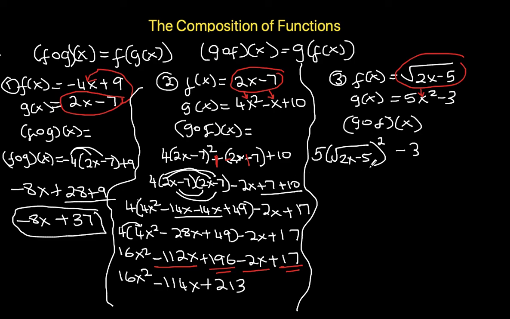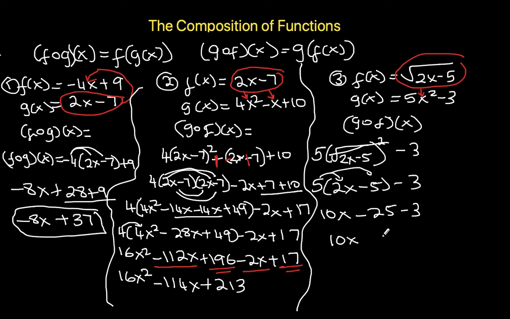Okay, I need to simplify this. A square and a square root are inverse operations, therefore they will cancel. So I have 5 times 2x minus 5, minus 3, distribute. 5 times 2x is 10x. 5 times negative 5 is negative 25, then minus 3. So we get 10x minus 28.